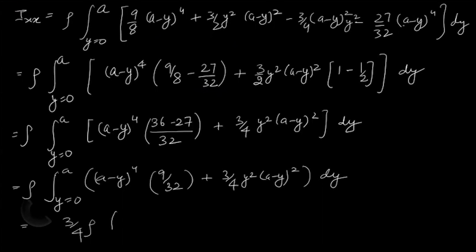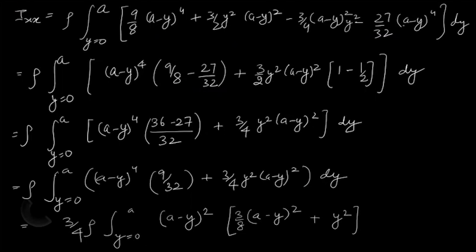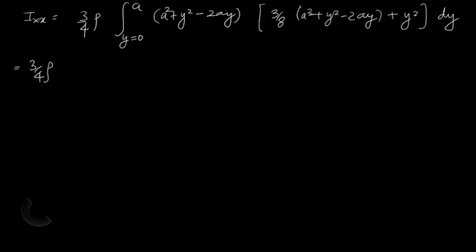We take out 3 over 4 common with rho, y equal to 0 to a, (a minus y) whole square common, and then 3 over 8 (a minus y) square plus y square, and then bracket close, dy. So opening the whole square, we get this expression.